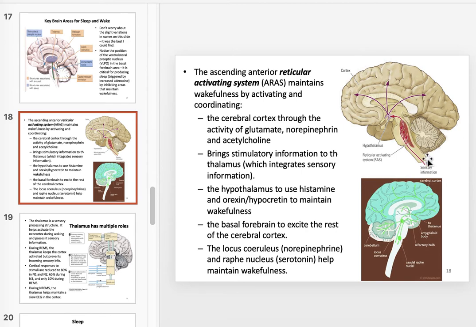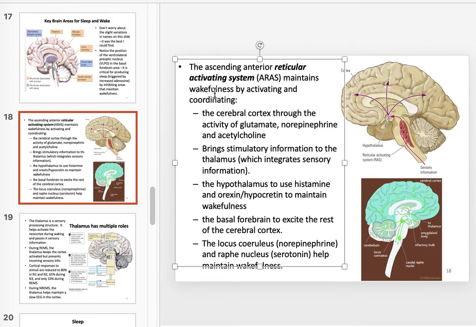It runs the length of the brainstem. So the front part, anterior, the anterior reticular activating system, it's what maintains wakefulness and coordinates all the things that we need to pay attention to our environment. So the reticular activating system, put anterior in front of it because it's the front part, it helps coordinate glutamate, norepinephrine, which I think has an E. We just have lost it. There it is. And acetylcholine.